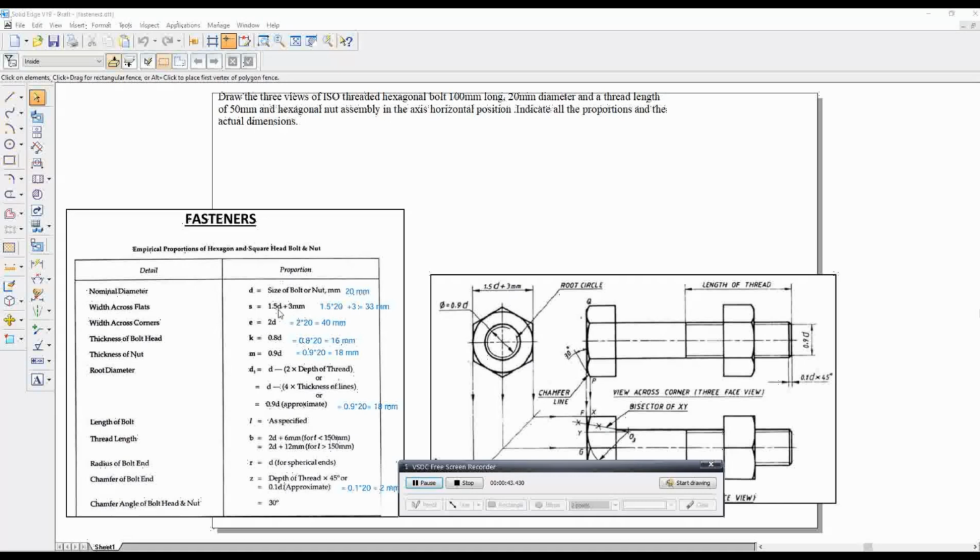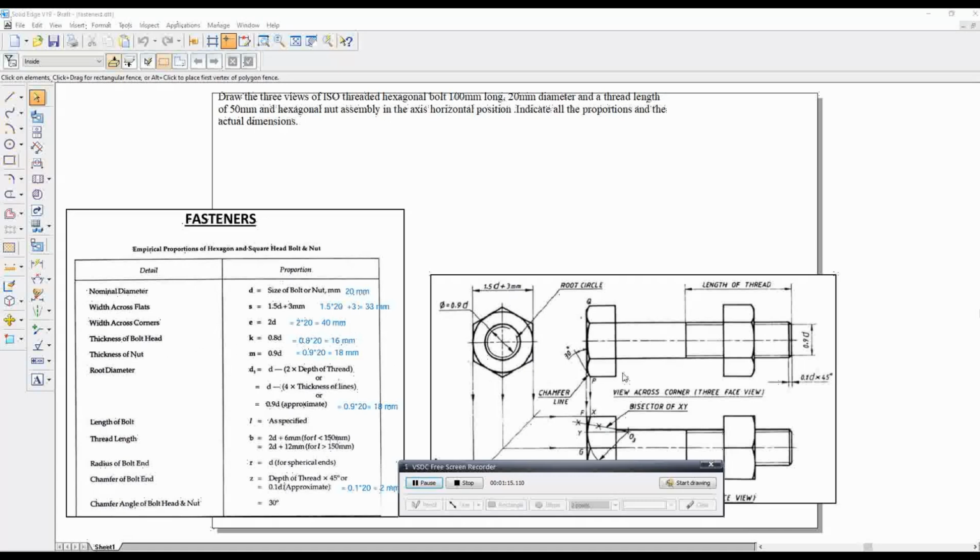The formula is 1.5d plus 3 mm. 1.5 times dia plus 3 mm gives 33 mm. Your nominal dia is given as 20 mm, so if you multiply this 20 mm with 1.5 and add 3 mm, it gives 33 mm. Width across corners: these two are the corners. Width across corners is 2d, 2 times the nominal dia. 2 into 20 gives 40 mm.